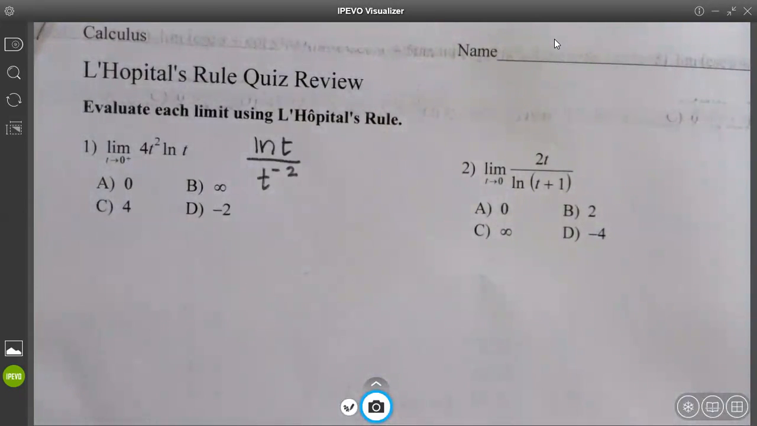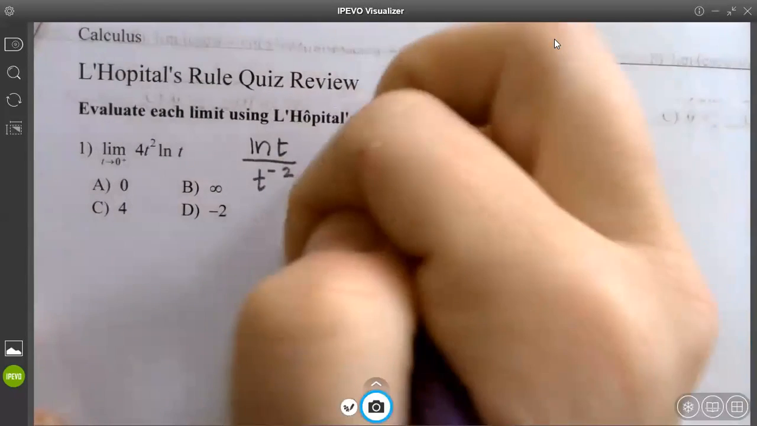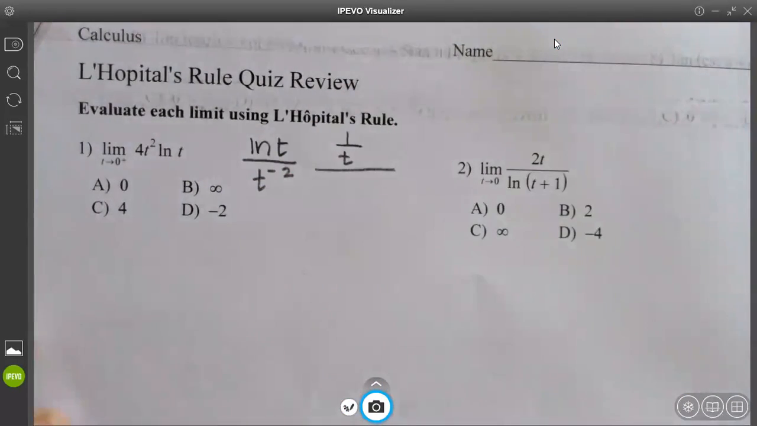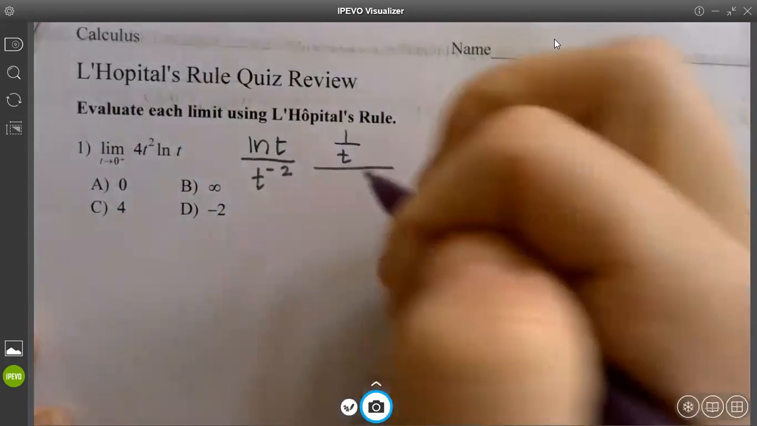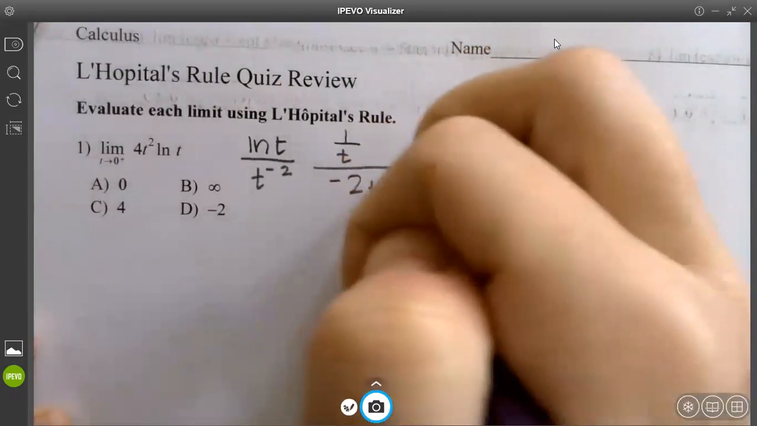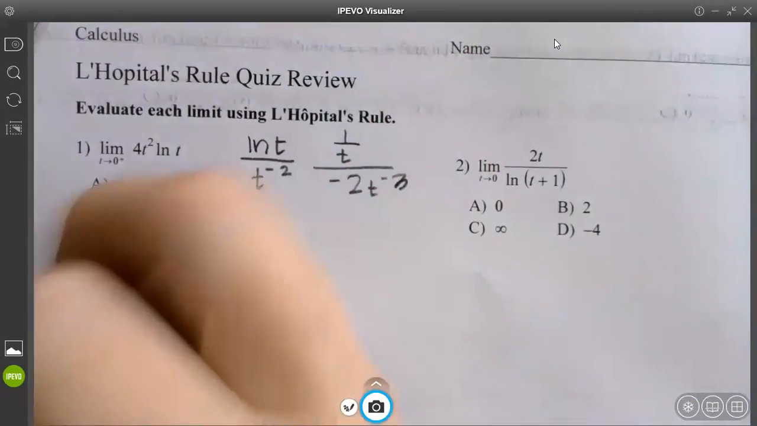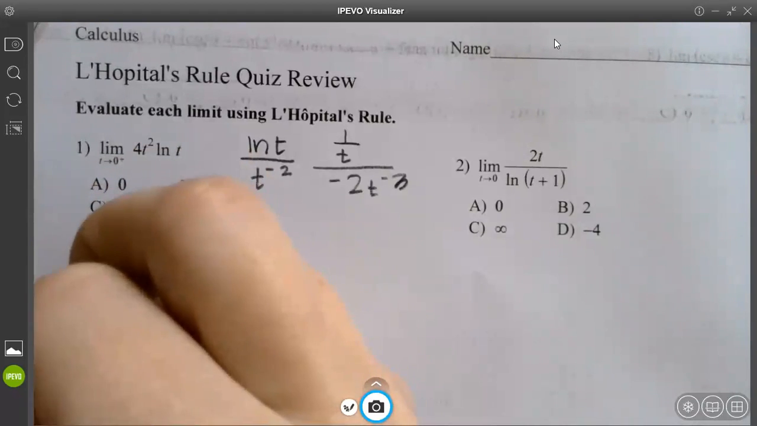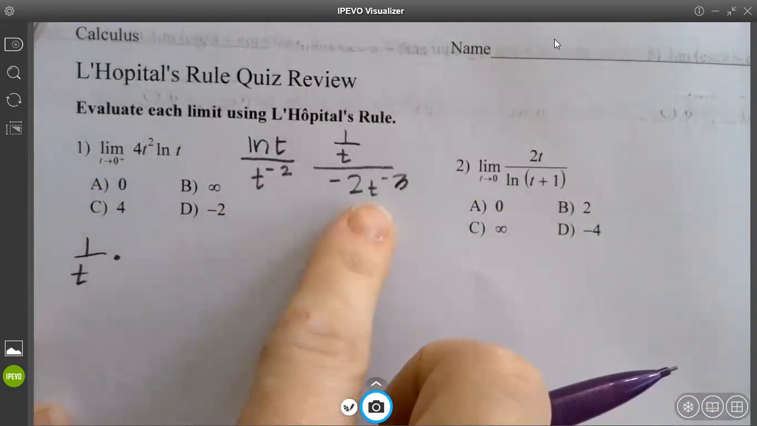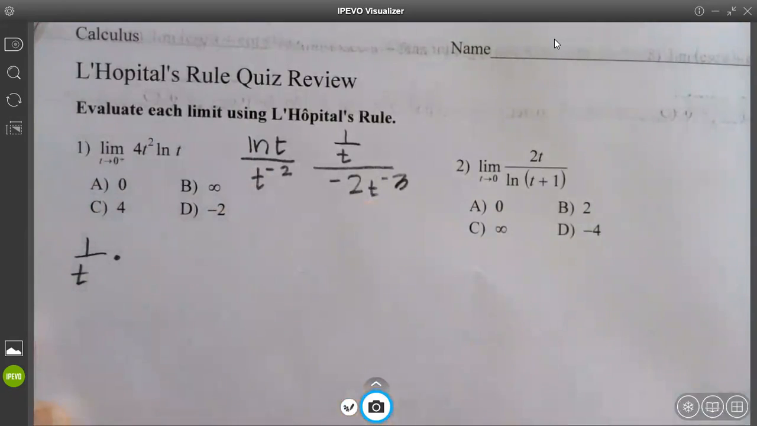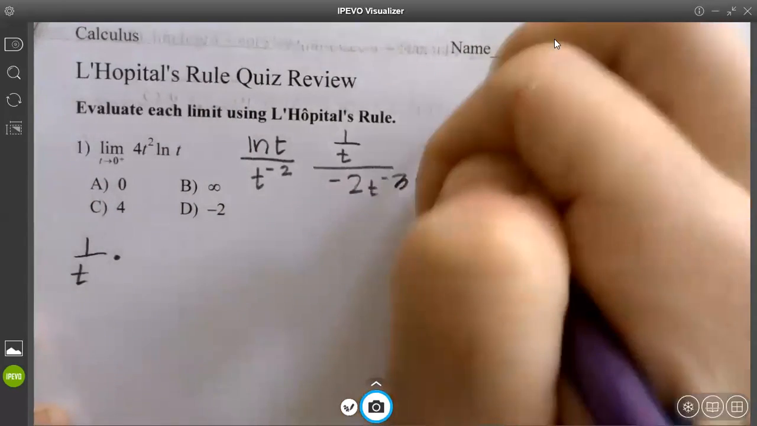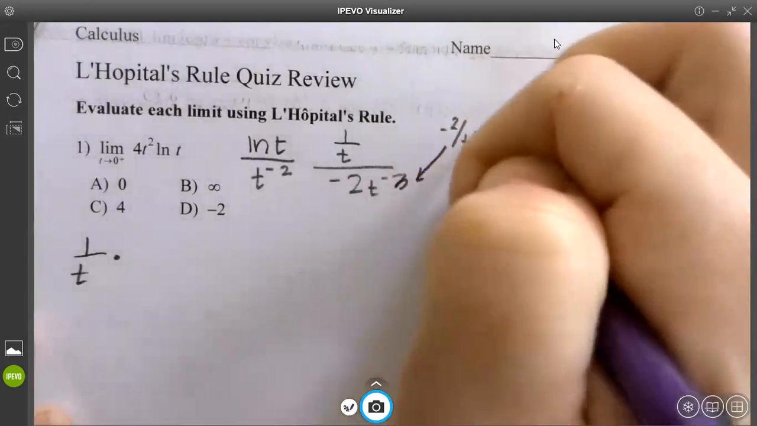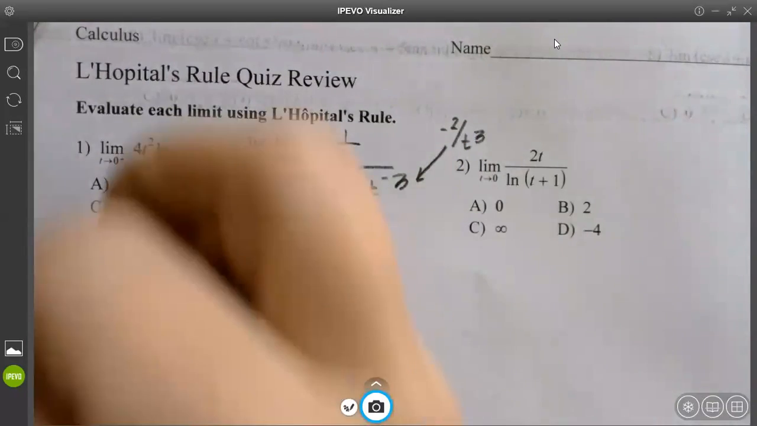What do I do now? What's the derivative of LNT? Derivative of t to the -2 is -2t to the -3rd. We don't divide fractions. Remember, this is a fraction. It's going to be -2 over t cubed. So this is -2 over t cubed. So we're going to flip and multiply.